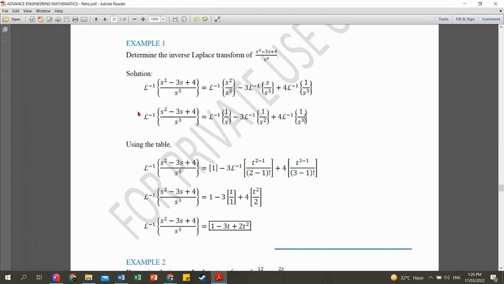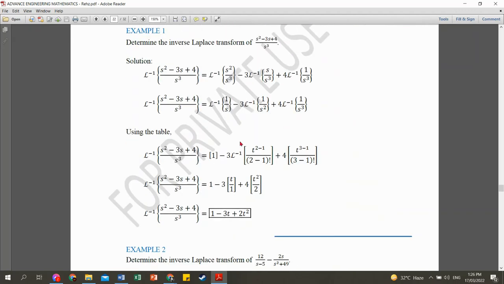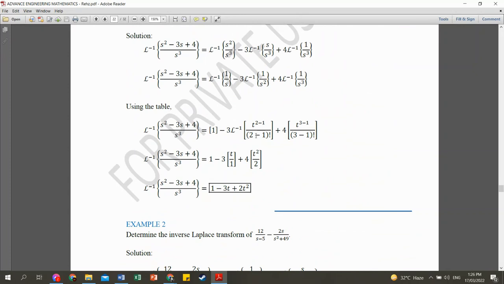So, it's just direct substitution. Just compare these. Arrange them and compare until you find something that looks like what's here, the column of f of s and the column of f of s. Now, if you want to check whether you got the correct answer, you Laplace transform this, then simplify the result and check if it turns out the same as this.